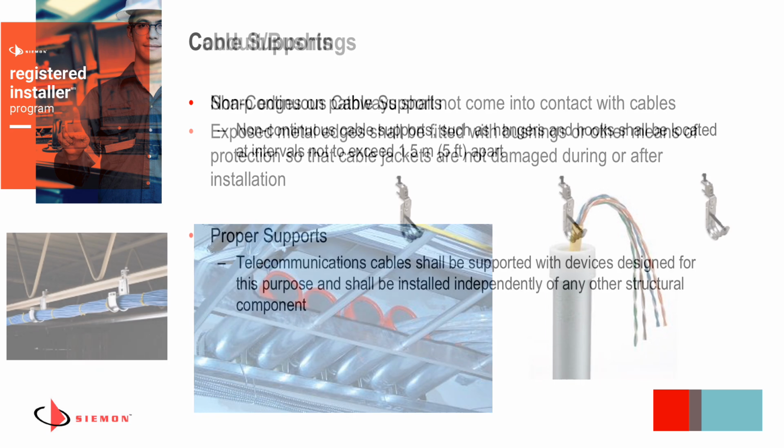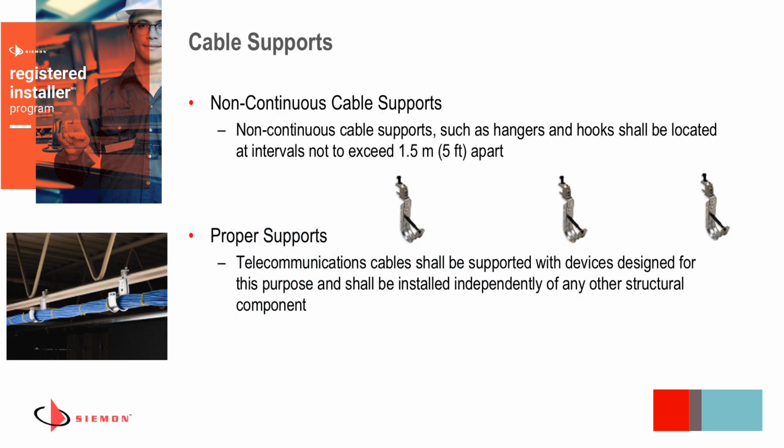When installing cable supports, which are typically going to be more of these non-continuous cable supports like J-hooks, it's important that those are located at intervals no more than 5 feet apart, or 1.5 meters apart. And that really just ensures that the cables at the base of the bundle are properly protected.